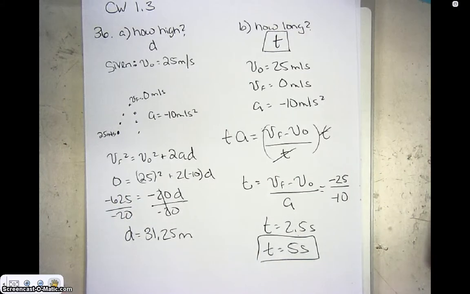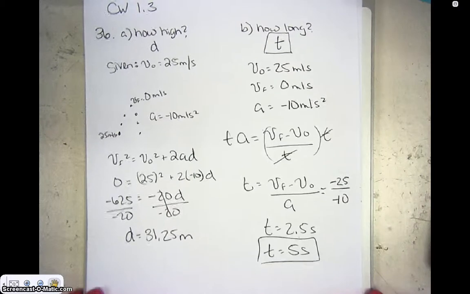If I were to give you a problem on a test and it said, a ball was thrown straight up in the air at 50 meters per second, how long is it in the air? You should immediately, without having to do any math, say 10 seconds. 5 seconds up, 5 seconds down. So commit that to memory.